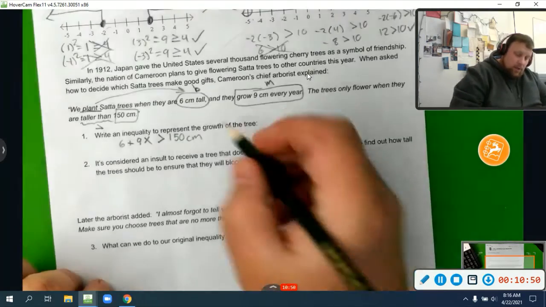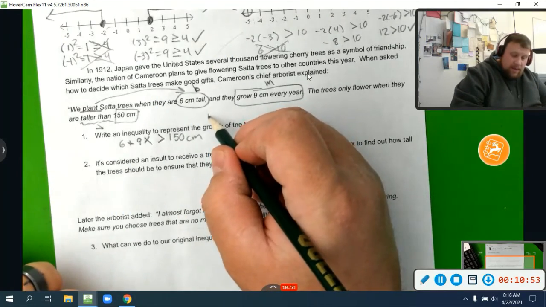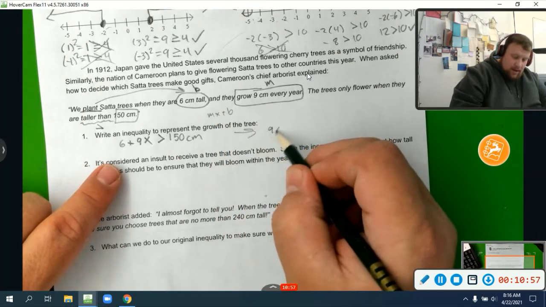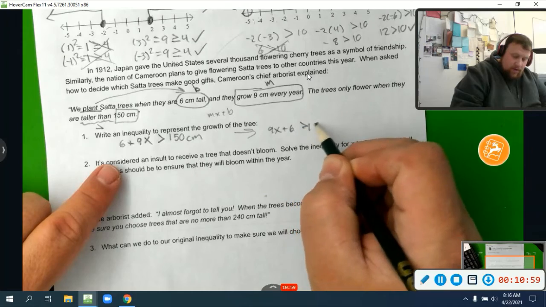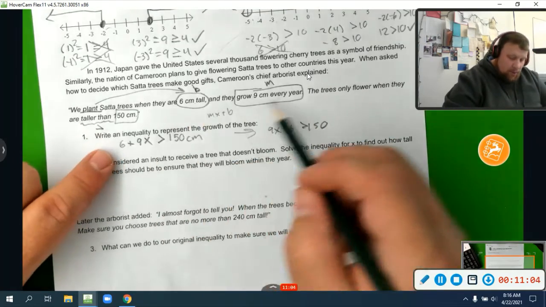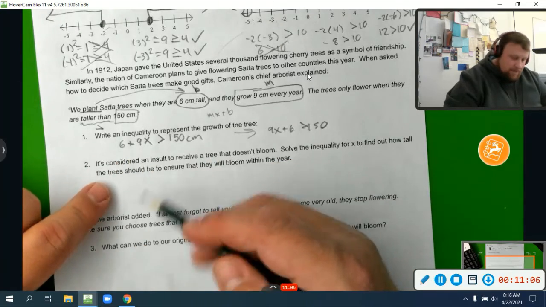And if you want it to be in the form of y equals mx plus b, there's nothing wrong. You could have written this as 9x plus 6 is greater than 150. That's how I probably would have written it most of the time, but as I read it, this is how I'm reading it. You know what I mean?